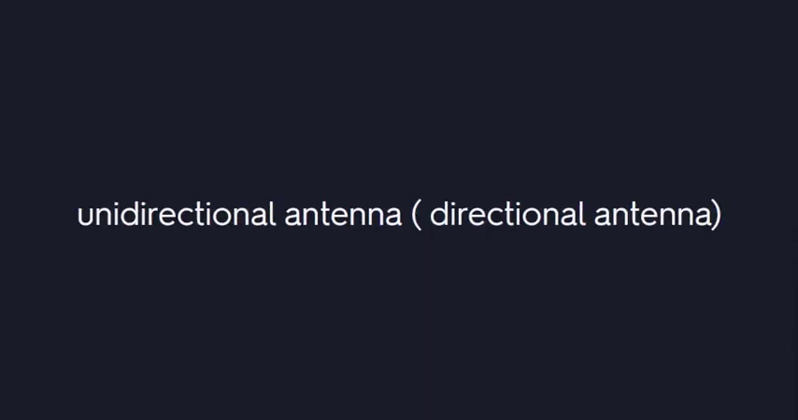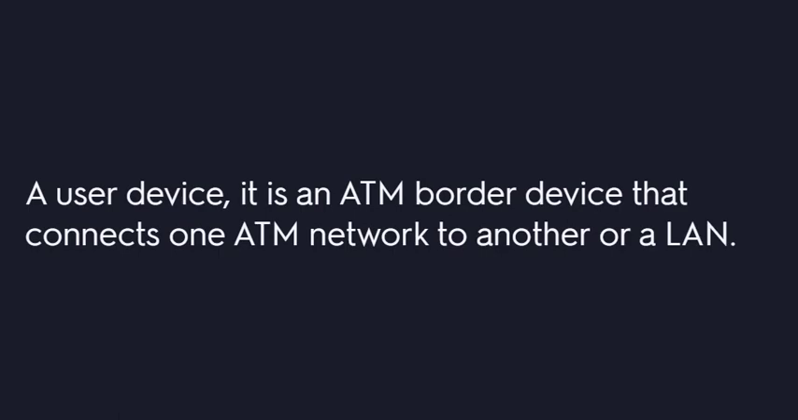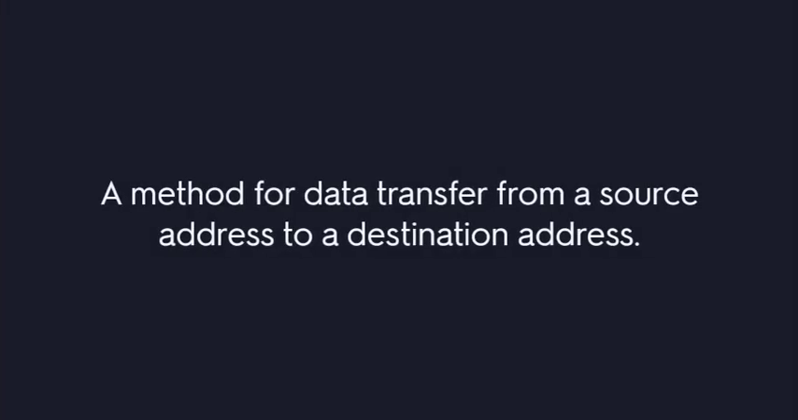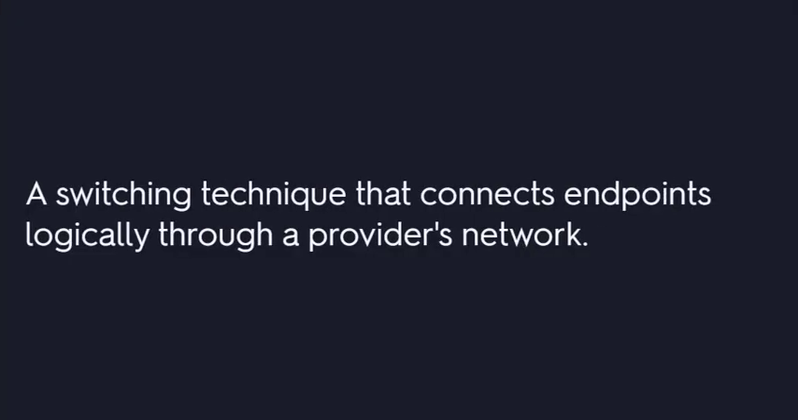Unidirectional antenna. A user device, it is an ATM border device that connects one ATM network to another or a LAN. UNI. A method for data transfer from a source address to a destination address. Unicast transmission. A switching technique that connects endpoints logically through a provider's network.